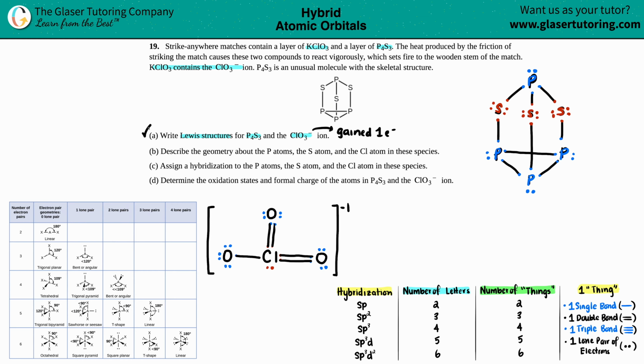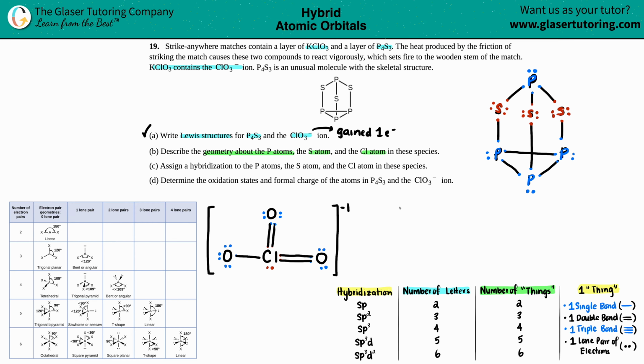And letter A is done. Now on to letter B. We want to describe the geometry about the P atoms, the S atom, and the Cl atom in these species. Okay, so the P atoms are coming from the P4S3, right? So I have to talk about the geometry for the phosphorus, the geometry for the sulfur, and for the chlorine.